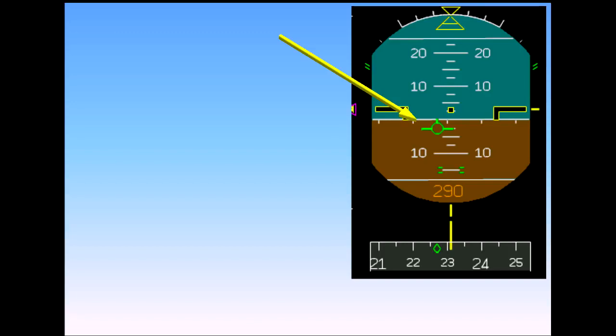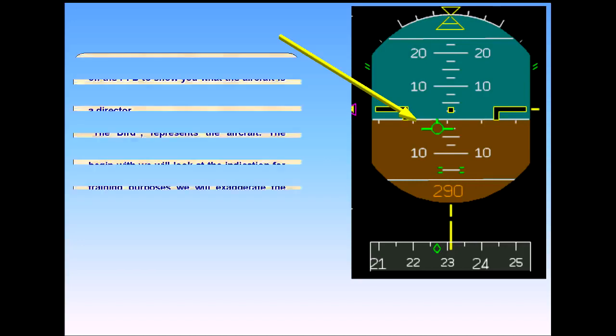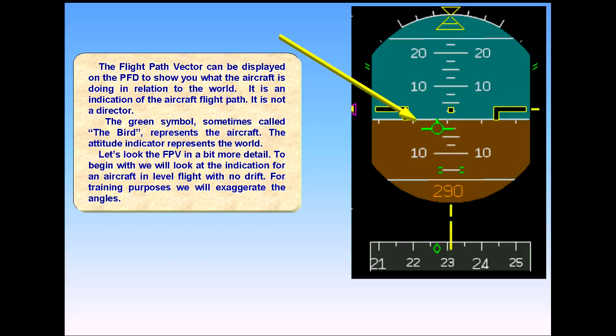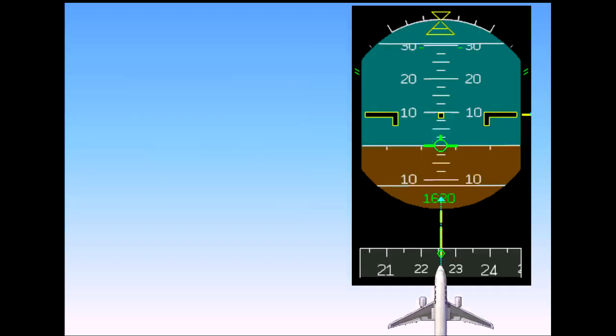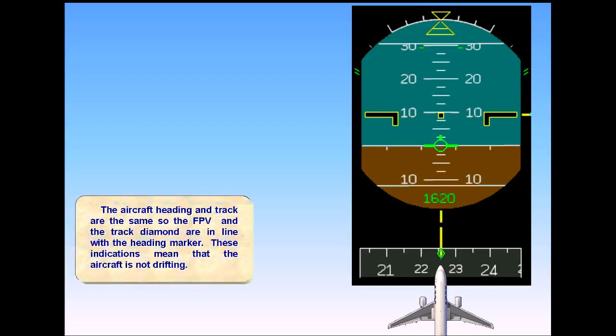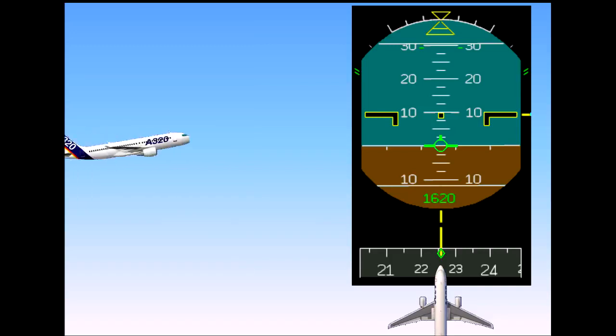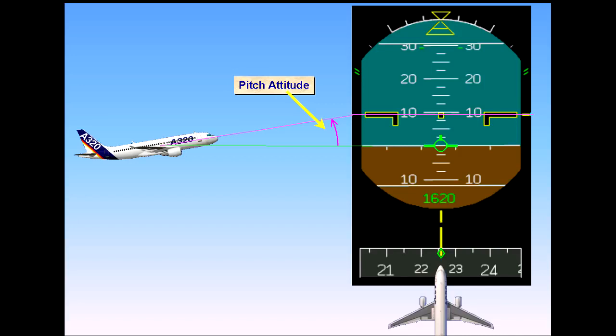To begin with, we will look at the indication for an aircraft in level flight with no drift. For training purposes, we will exaggerate the angles. The aircraft heading and track are the same, so the flight path vector and the track diamond are in line with the heading marker. These indications mean that the aircraft is not drifting. The aircraft is flying level with a pitch attitude of 9 degrees. The FPV is on the horizon line, so at present the flight path angle is 0. That is, the aircraft is in level flight.